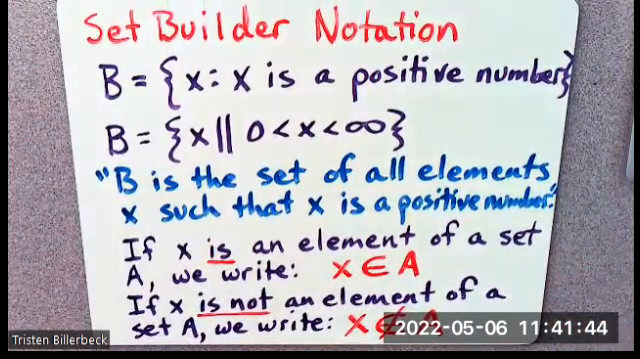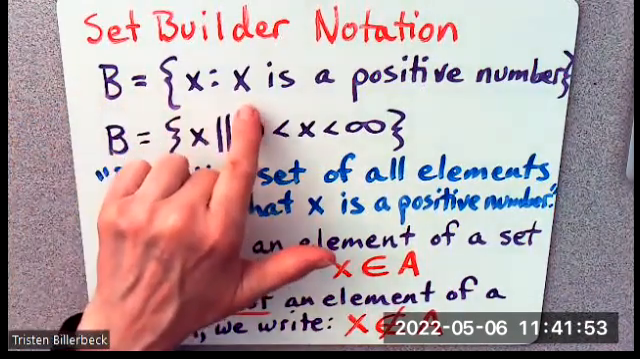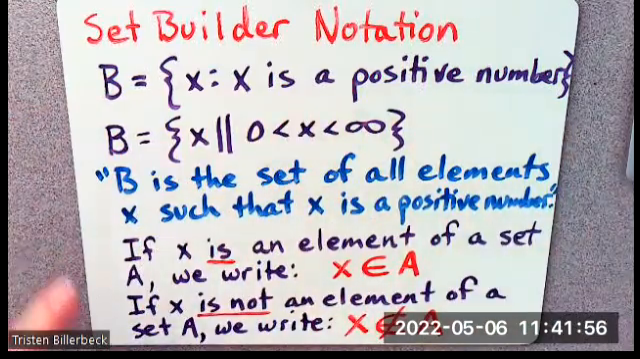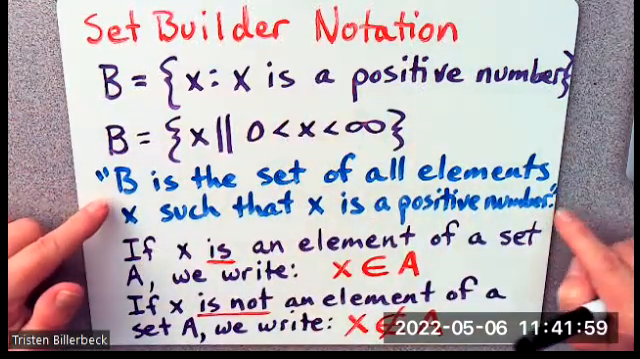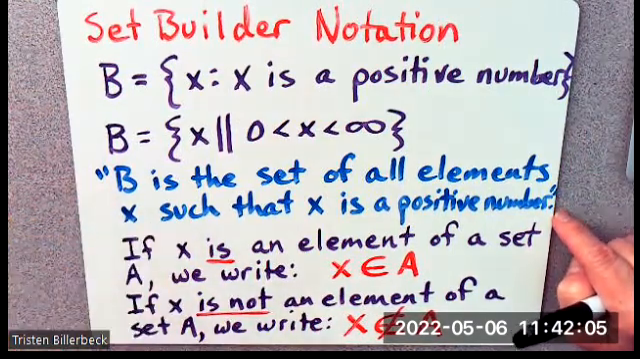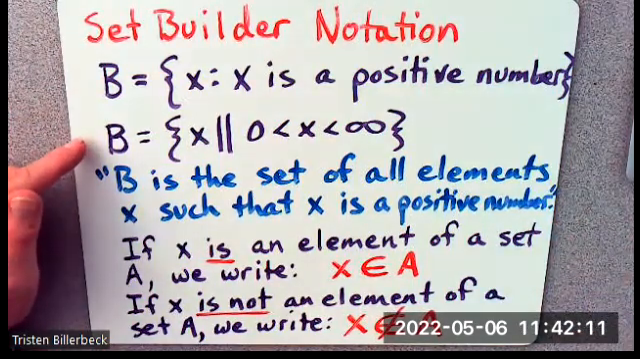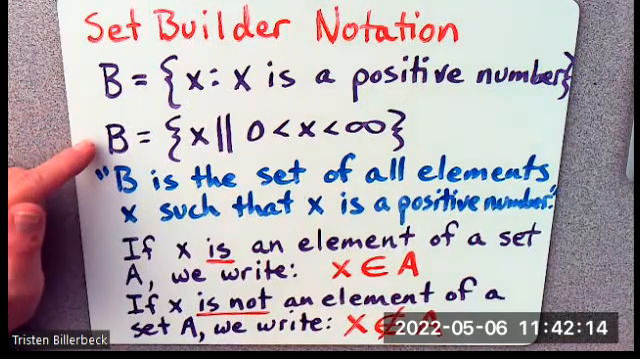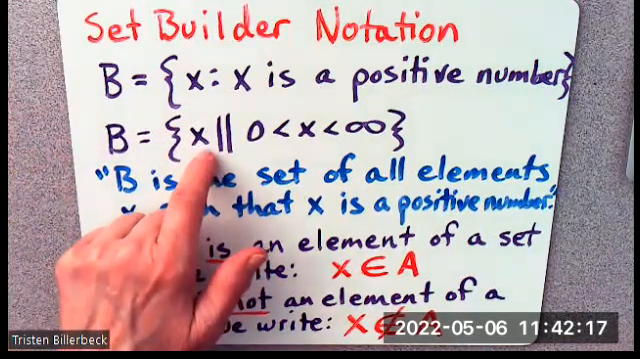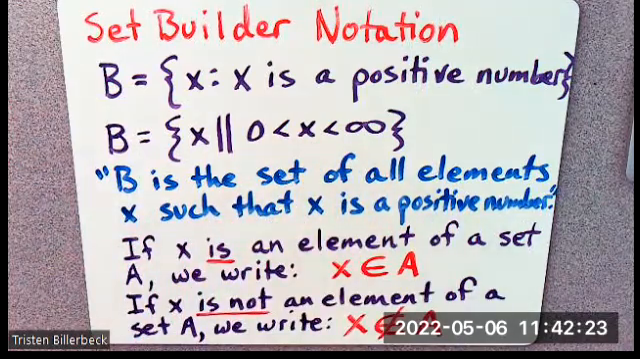So let's look at set builder notation. This says set B equals X such that X is a positive number. Here's the way the book wants you to say it: B is the set of all elements X such that X is a positive number. Here's another way to write it that you might see in other books: B equals all the X's such that 0 is less than X is less than infinity. So that's all positive numbers.